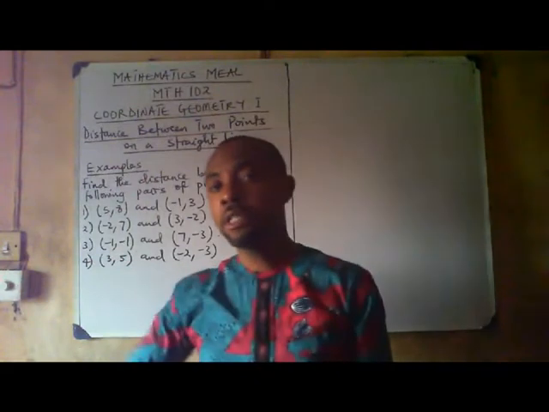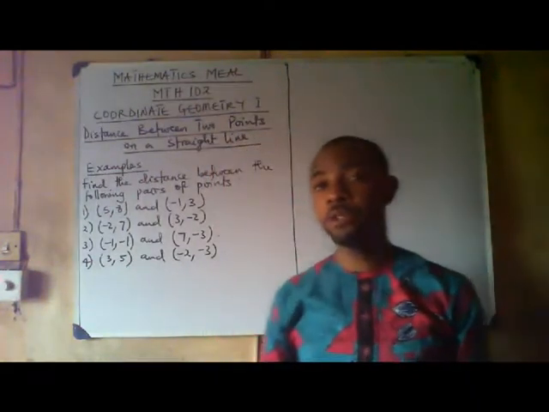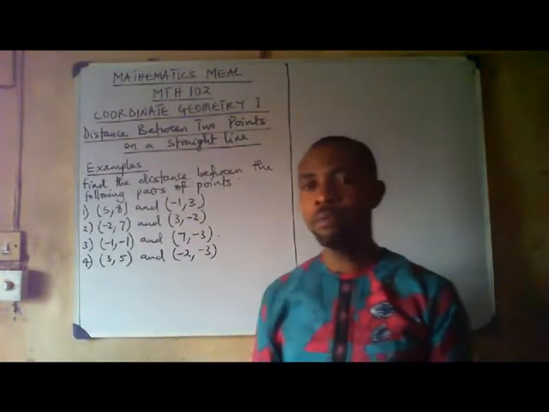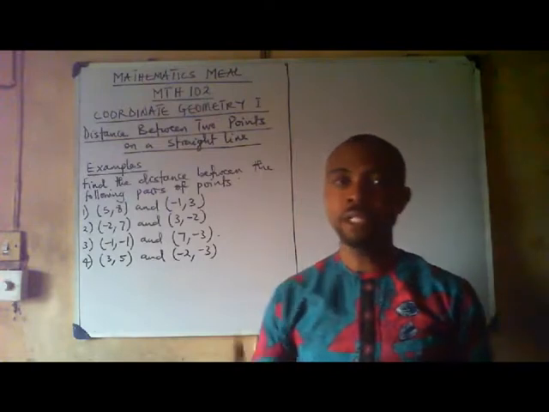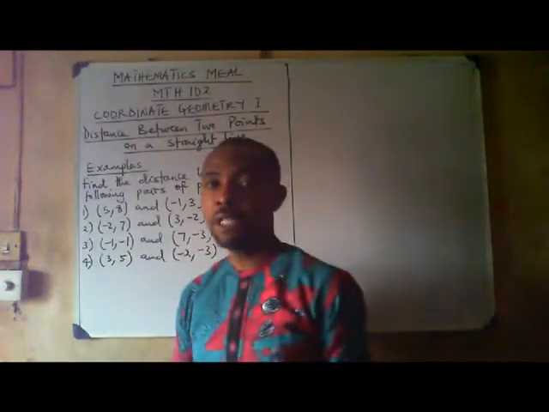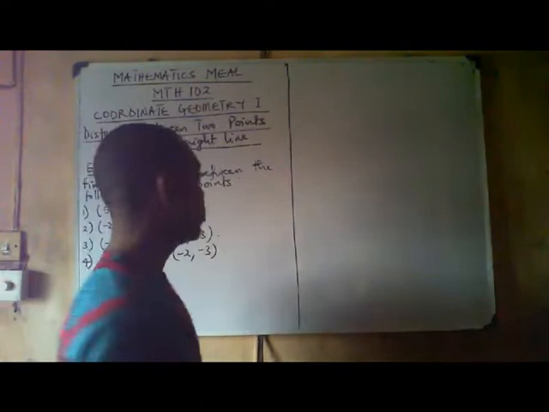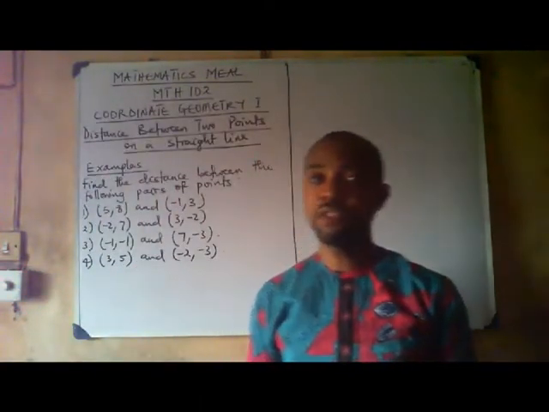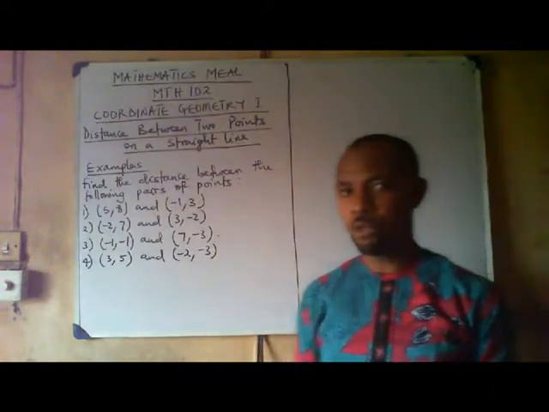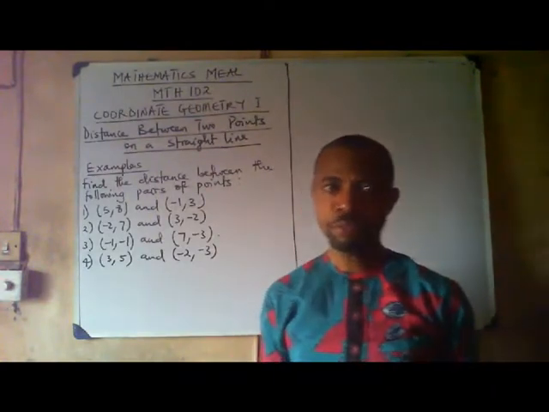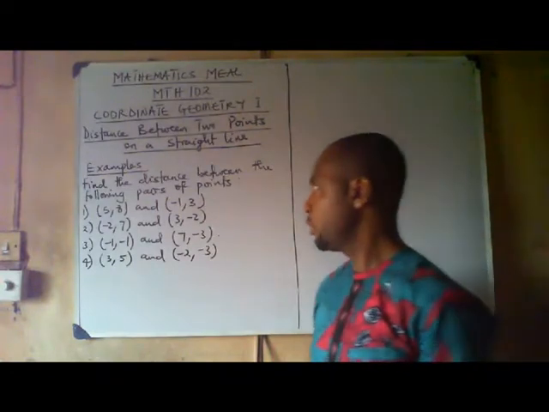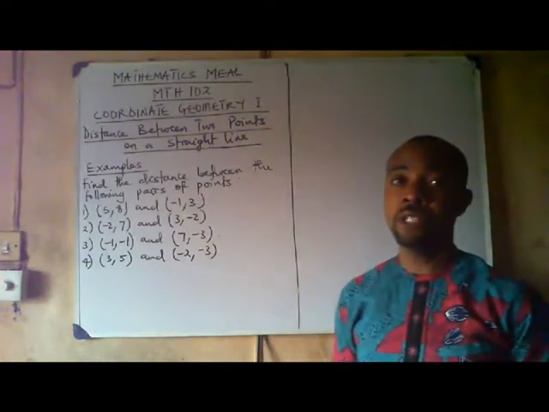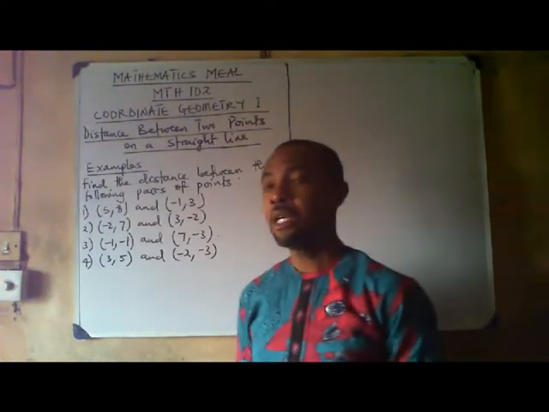We are still on the special edition of Mathematics Meal, that's Maths 102, and we are treating Coordinate Geometry 1. Coordinate Geometry 1 is actually broad, and we have decided to break it down into different parts so that students can understand it easily. So we have looked at distance between 2 points on a straight line in our last video, and we solved a single question. Now we want to solve more questions in order to make distance between 2 points on a straight line clearer to students.